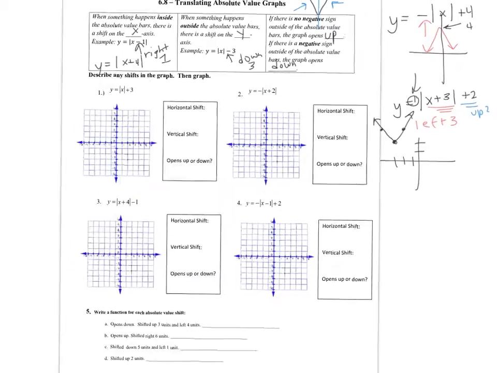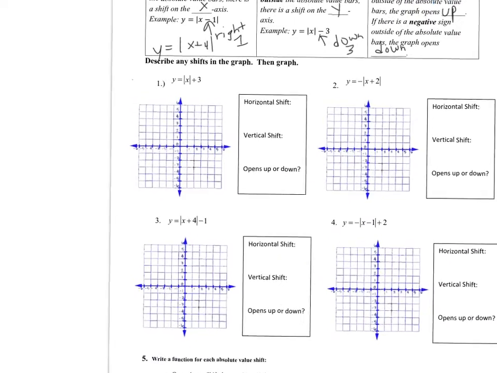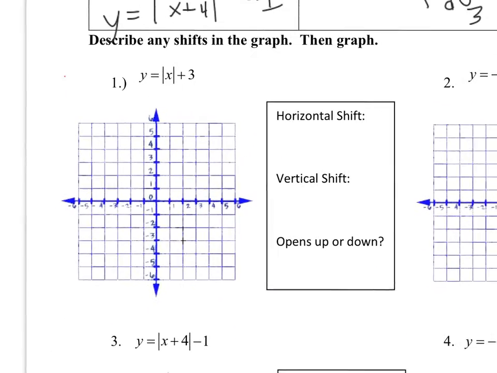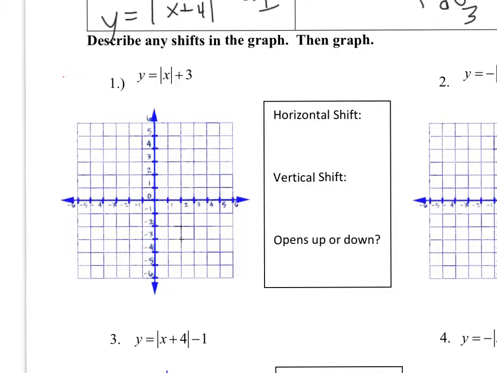So let's graph different examples right here. If you have y equals the absolute value of x plus 3, the horizontal shift is what's going on with the x-axis, and the vertical shift is what's going on with the y-axis. So horizontally, there's nothing going on with x inside the absolute value, so there's no horizontal shift. But the vertical shift is going to be up 3.